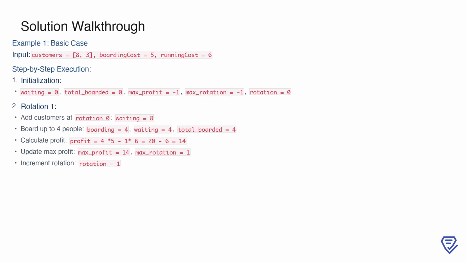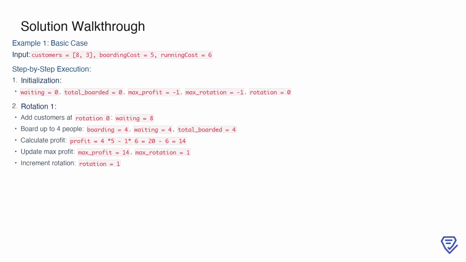Here, we start with a basic example where the input consists of 2 customer groups, 8 in the first group and 3 in the second. The boarding cost is 5, and the running cost is 6. Initially, no customers are waiting, no one has boarded, and the profit variables are set to track the best rotation.